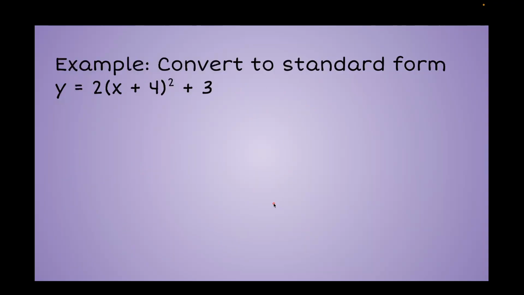Okay, convert to standard form. So this is the one where you're just gonna keep distributing, keep combining like terms. That squared there basically means it's just going to be x plus 4 times x plus 4.